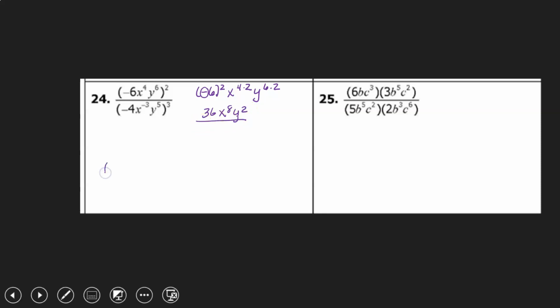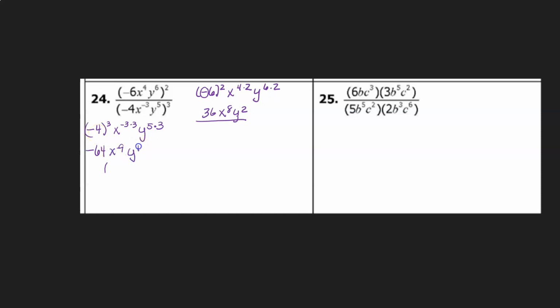Okay, now let's do this one. Negative 4 cubed, so you're going to end up negative, x to the negative 3 times 3 power, y to the 5 times 3 power, which gives me negative 64. If your exponent is odd and you're powering a negative number, you'll have a negative answer. X to the negative 9th, y to the 15th. So let's put that over here.